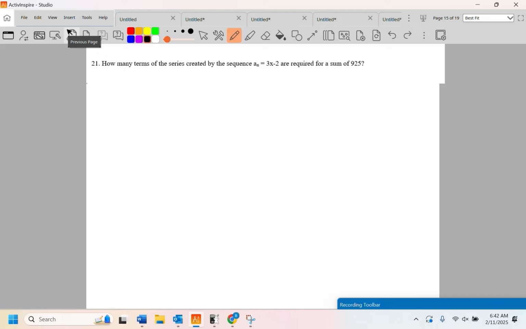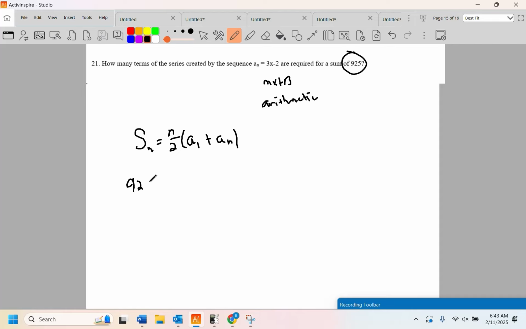All right, how many terms of the series created by the sequence a sub n is 3x minus 2, and I should say 3n minus 2, whatever, required for sum of 925. So I know that this looks like mx plus b, so that means it is arithmetic. That's what it means, it's arithmetic. So for arithmetic, the sum of n things is n over 2 times the first thing plus the last thing. And I don't know what n is, but I do know that the sum is 925. Must be equal n over 2. I can find the first thing.